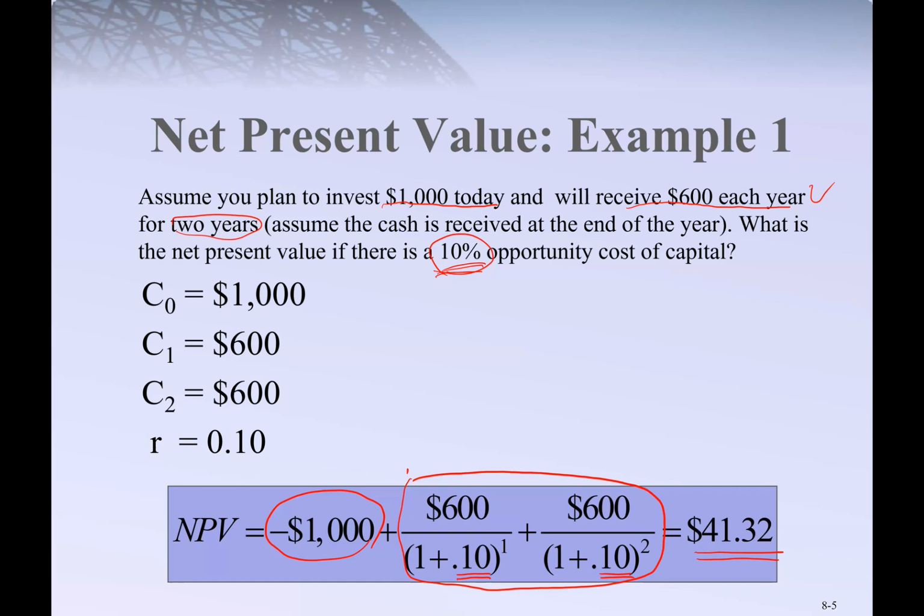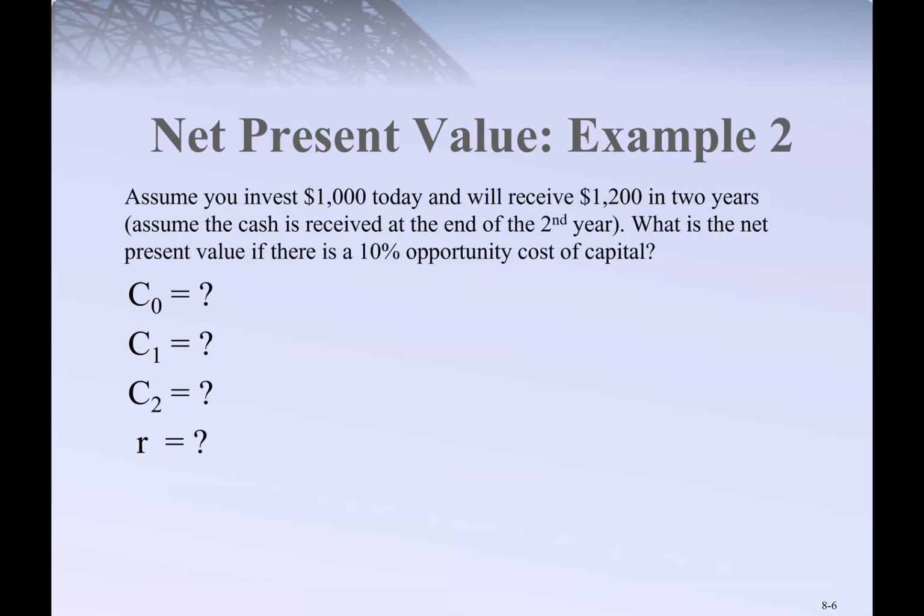Okay, let's go over one more example. So the second example is pretty similar to the first example. The only difference is that in this case, you will receive $1,200 in 2 years. So you don't get any money in the first year. You get all the money, $1,200, in the second year. And because we learned the concept of the present value calculation, and we know that money today is worth more than money tomorrow, we should expect the present value and the net present value of this project to be lower than the first case.